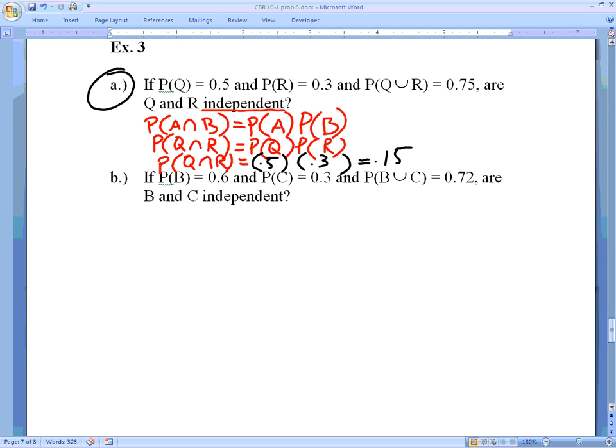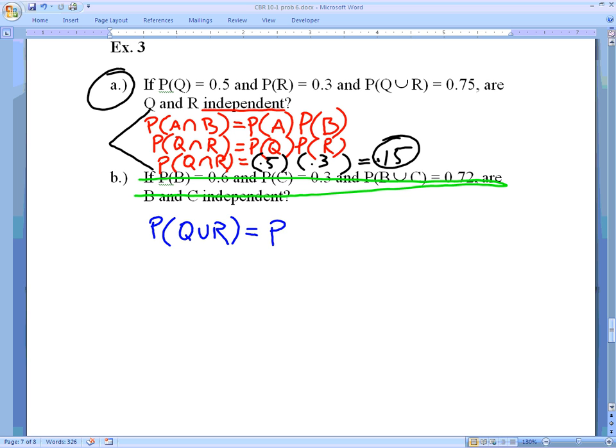Now, I still haven't answered whether they're independent. I just know that if they're independent, which I don't know, but if they are, this would be the probability of Q and R. So how can we check this? Well, we have other formulas. We have one that is the combined events formula that we can always use. I'm going to cross this out because, again, we're not going to do this one right now. So the probability for combined events is the probability of Q or R is equal to the probability of Q plus the probability of R minus the probability of Q and R.